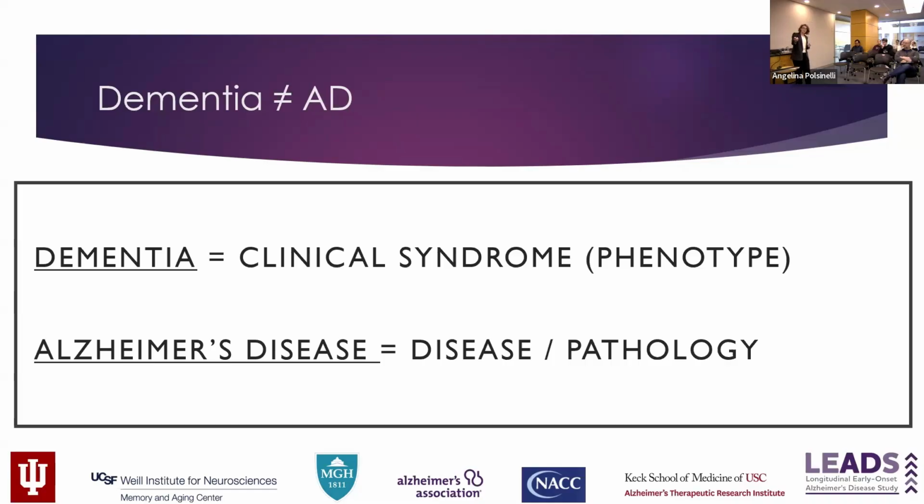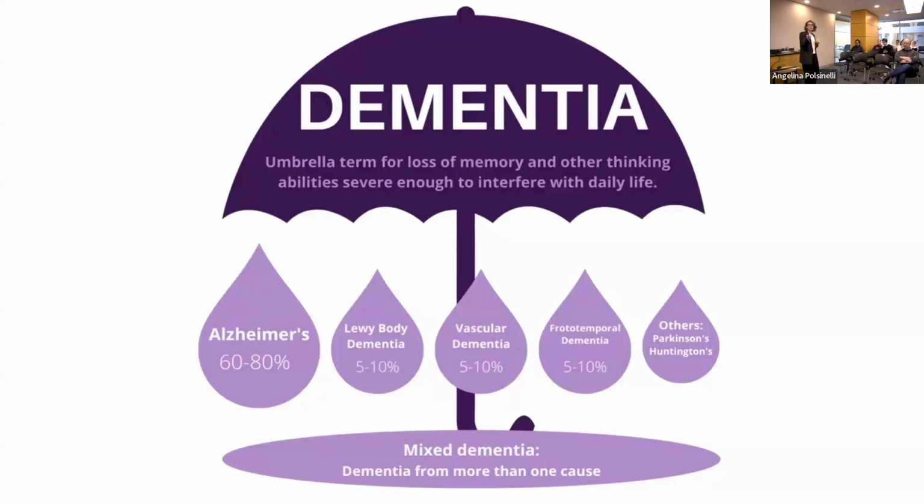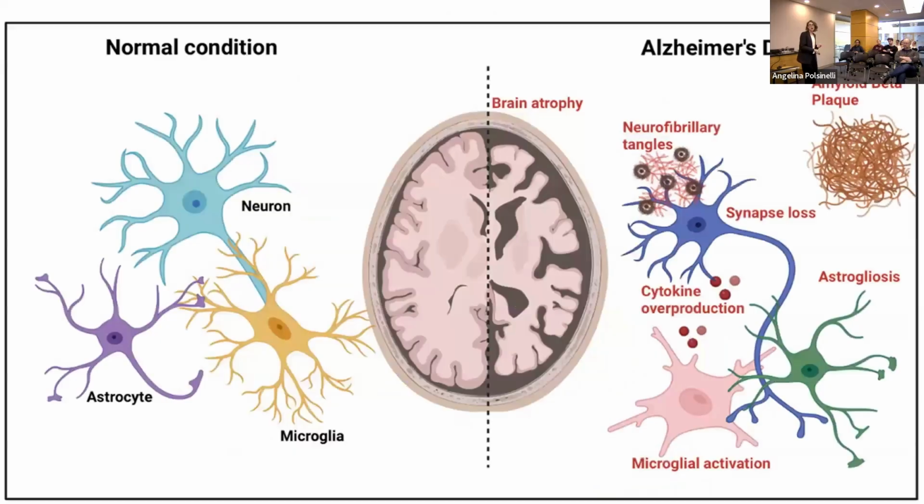But if I'm talking about Alzheimer's disease, I'm specifically talking about a particular type of disease or pathology that causes dementia. So this is just an overview that dementia is the umbrella term when we're talking about clinical syndromes. And then all the little raindrops on the bottom are all different ways in which somebody can have dementia, Alzheimer's disease being the most common one of them.